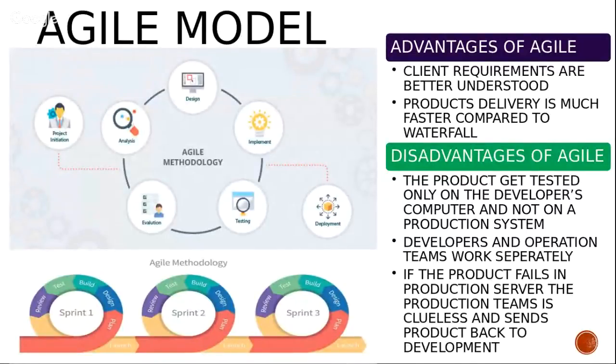The last one: if the product fails in the production server, the production team is clueless and sends the product back to development. Once the product breaks in the operations server, they cannot do anything because they don't know what the project is about. Their only focus at that stage is to deploy the product, test if it's good and deploy it. And if it breaks down there, they don't know how it was built. They just have to send it back to the developers team.